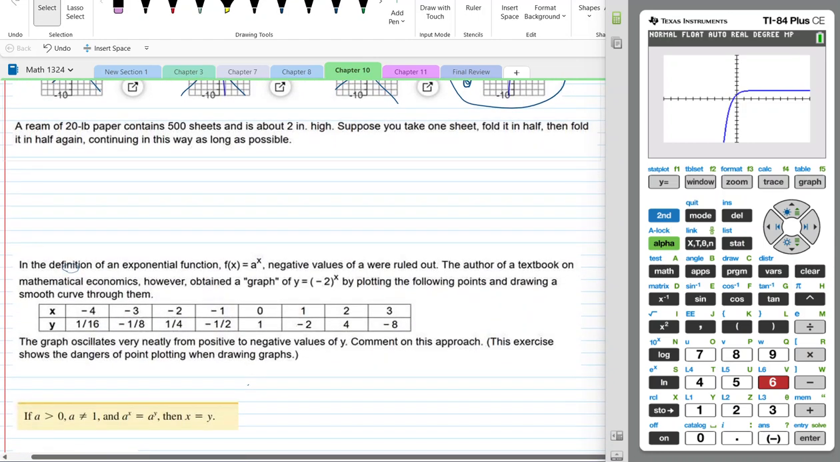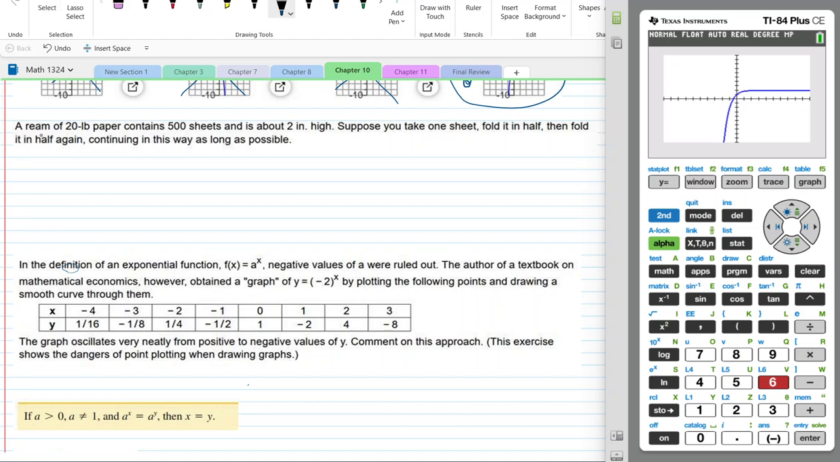Okay. So we went through graphing, and now we're talking language. Where is this applied? Because we're in business math. And so what do we have here? A ream of 20-pound paper. This is just the weight of it. 500 sheets, the quantity is about 2 inches high. Suppose you take one sheet, fold it in half, then fold it in half again, continuing in the same way as long as possible. All right.